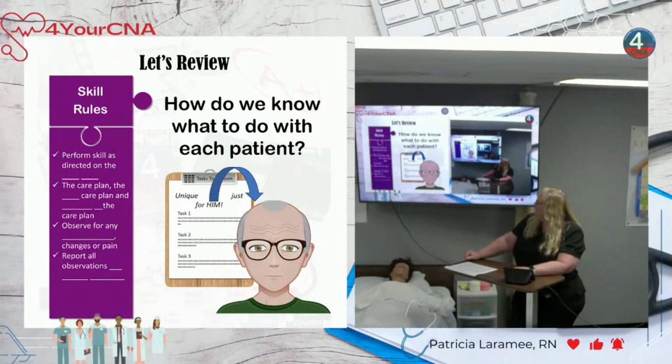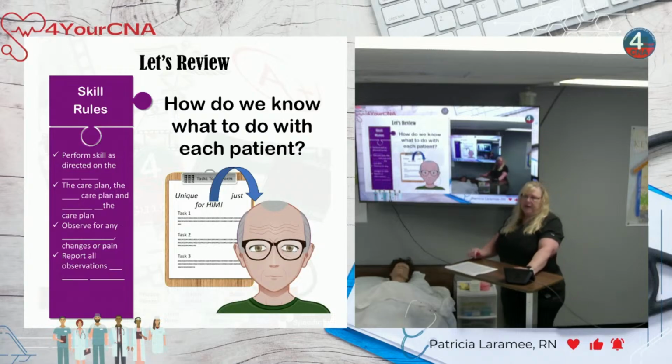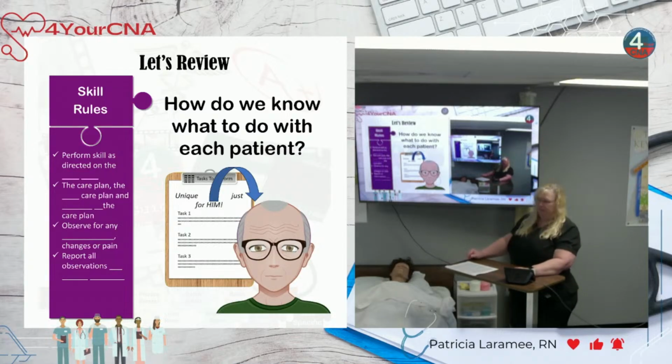How do we know what to do with each patient? Care plan. We're going to follow the care plan, the whole care plan, and nothing but the care plan. What does that mean? The whole care plan. Don't change it. Don't add, don't change, don't subtract. Don't think. Don't divide. Don't multiply. Don't think. Just follow. Very good. While we're performing the tasks on the care plan, we should be observing for abnormalities.